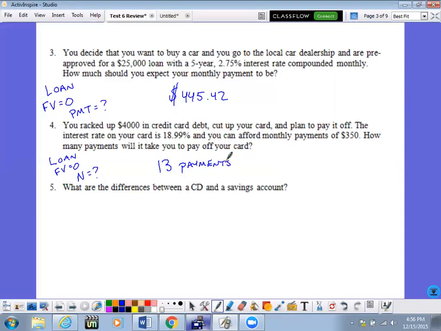Now, the 13th payment will not be the total $350 because we don't need a whole payment. That's what that 0.48 was symbolizing, but we will need a 13th payment in real life, even though it's less than $350.